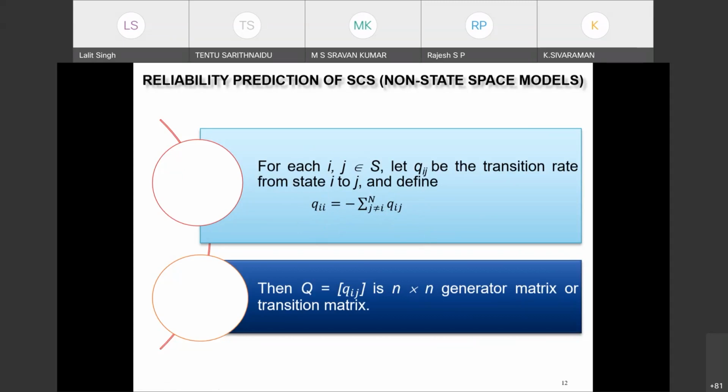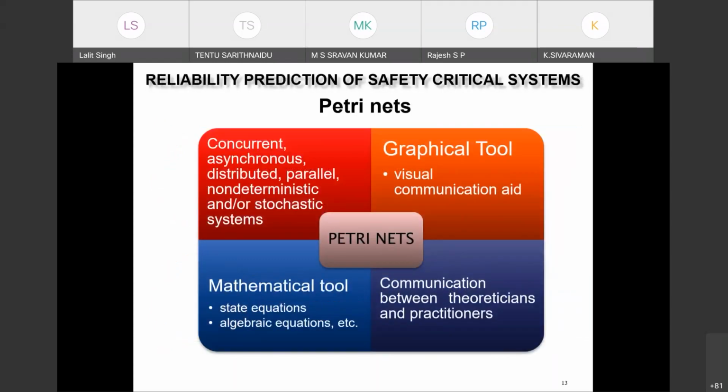Then let us define one term known as generator matrix or transition matrix. And as it is a matrix, it is a collection of rows and columns, where you can write all the states in rows and columns, and you can fill in the elements with the transition rates from one state to the rest of all the states. And that matrix is known as transition matrix or transition rate matrix or generator matrix. Okay, so these two terms you will be using in our method.